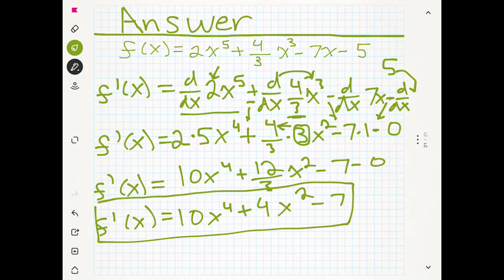In other words, this is the slope of the tangent line, the general derivative for the slope of the tangent line of this function. So this is the answer. Again, very straightforward, very simple. And that's it for today's video.